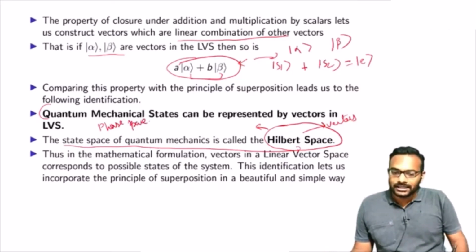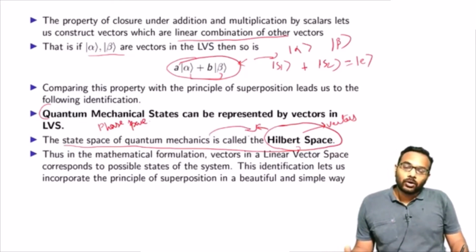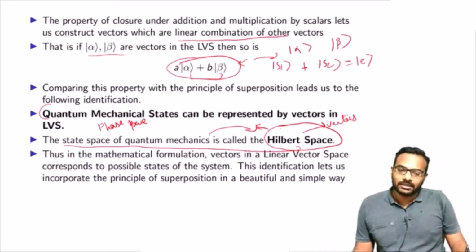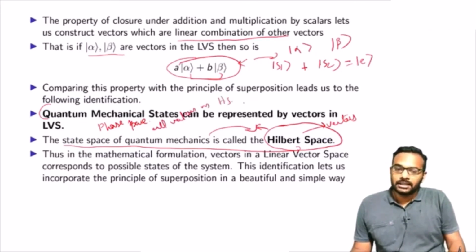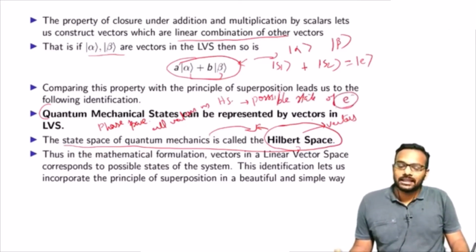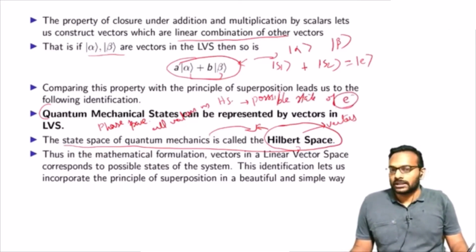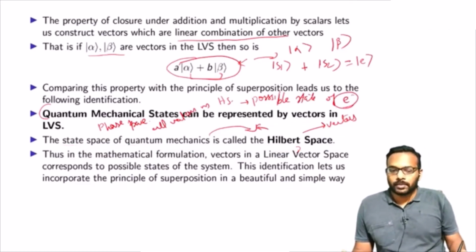Okay, the state space of quantum mechanics is called the Hilbert space. This means that all the vectors in Hilbert space correspond to a possible state of a quantum mechanical system. All vectors in Hilbert space represent a possible state of the electron. This is what we mean when we say that the state space of quantum mechanics is called the Hilbert space.